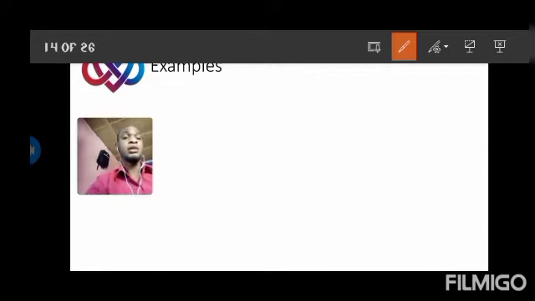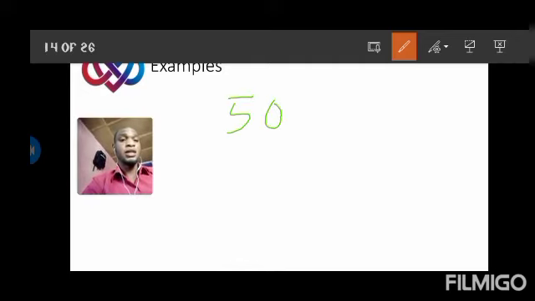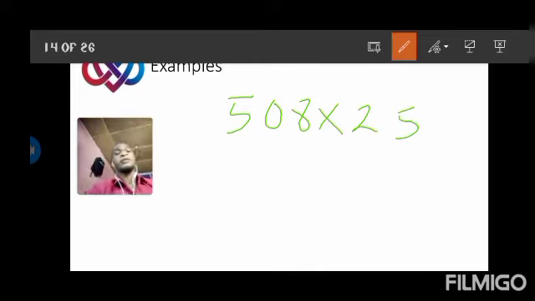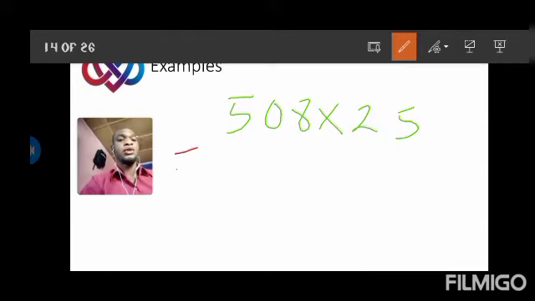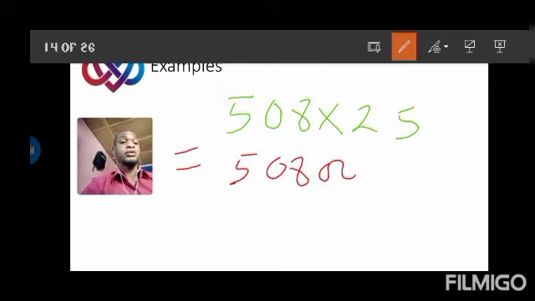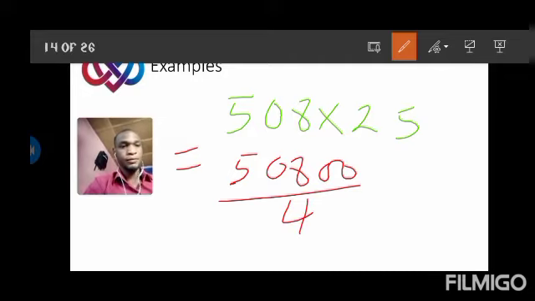So let's take further examples, bigger numbers. Let's say we have 508 multiplied by 25. Our law is as simple as ABC. What do we write? 50800, then divide it by what? By 4. Let's see the answer.